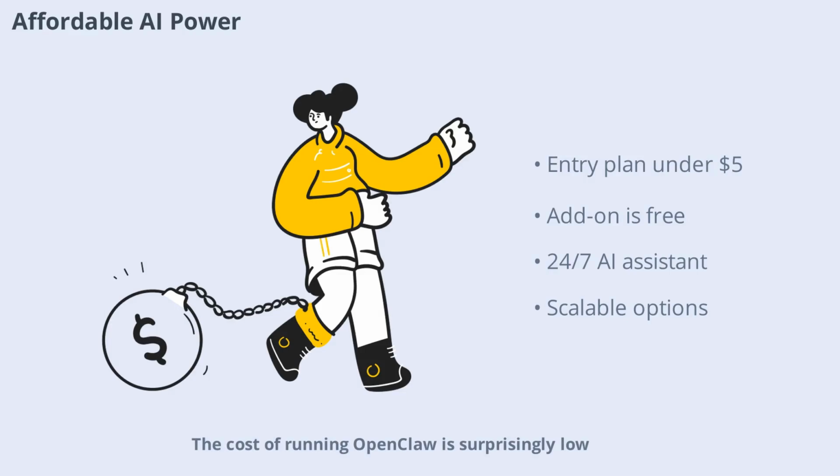The cost of running OpenClaw is surprisingly low. The Cloud VPS 10 plan starts at just €5.36 per month, about $4.95 USD. The OpenClaw add-on itself is free, you only pay for the server. For less than the price of a fancy coffee, you get a 24/7 AI assistant that's always available. If you need more power, Contabo offers higher tiers, but for most personal use cases, the entry-level plan is more than enough.